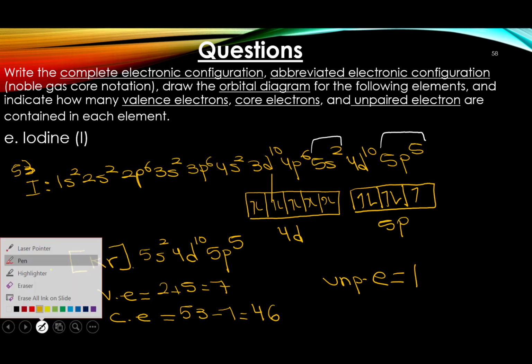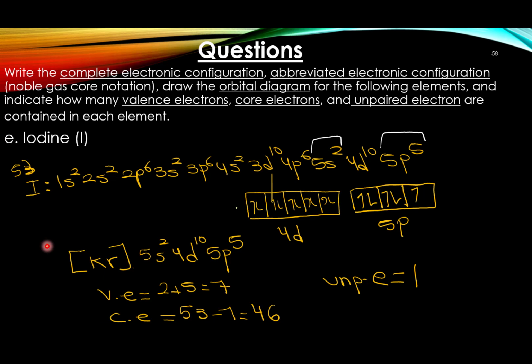Just make sure that whenever you are drawing the orbital diagram, you always tell me which orbital it belongs to. Even though it's up there, you still have to write it down. And always make sure you have the exact number of electrons, because if that number of electrons is not the same as what you want, you're not answering the question, and you will not receive any credit at all.